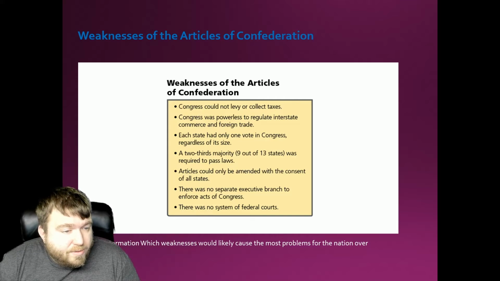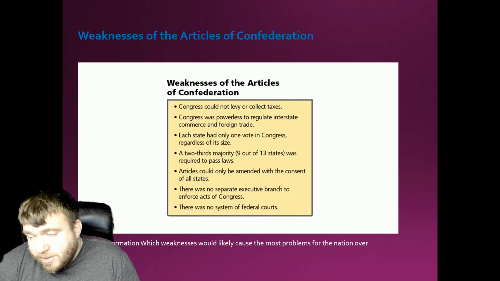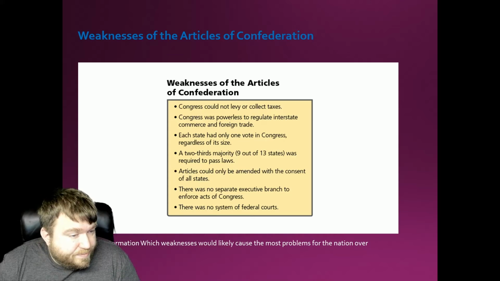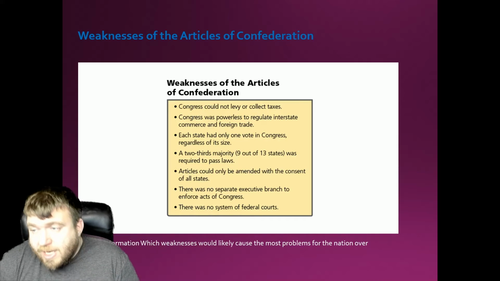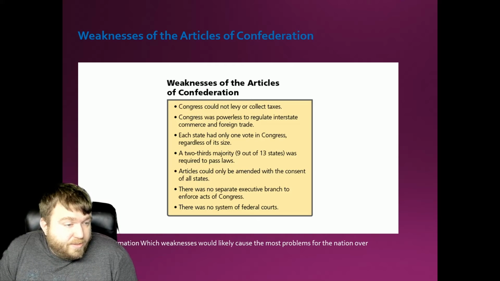A two-thirds majority, 9 out of 13 states, was required to pass laws. This is going to be a huge undertaking, and it's going to really slow down the process. Articles could only be amended with the consent of all states. So in order to make any amendment, every single state in the Union had to agree. It's not going to work.